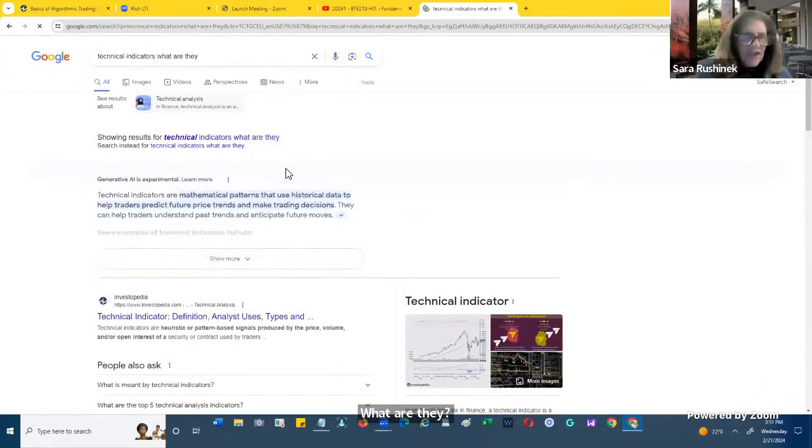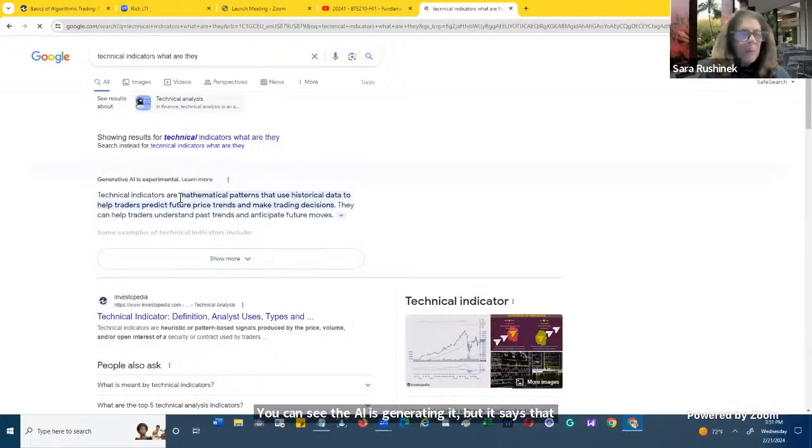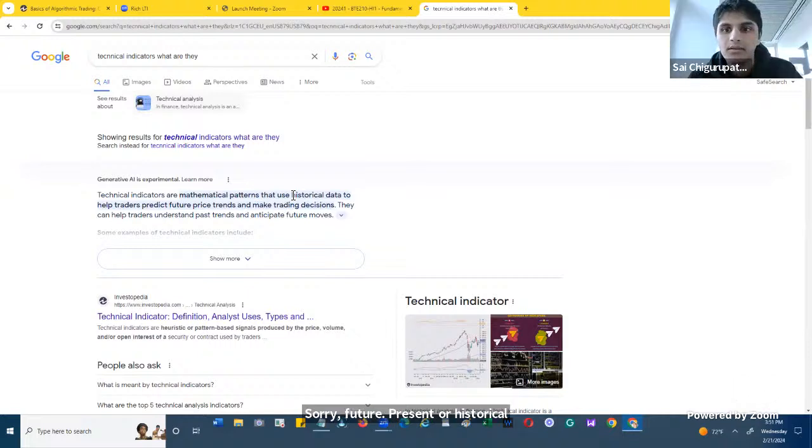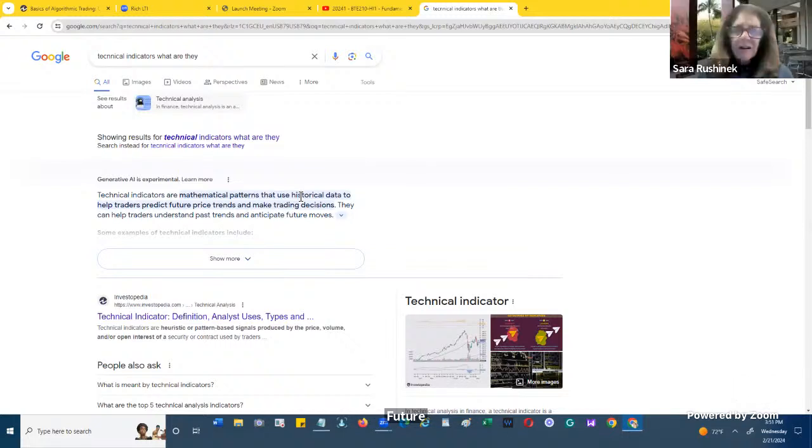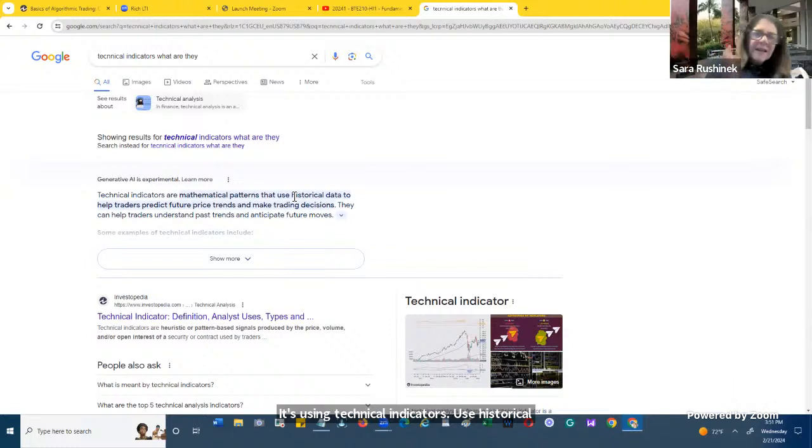You can see the AI is generating it, but it says that technical indicators are mathematical patterns that use what kind of data, Cy? Future, present, or historical? Future? It's using historical data. Everybody put that in your note. Technical indicators are going to use historical data, of course, to think about what's going to be in the future, to help traders predict future price trends and make trading decisions.